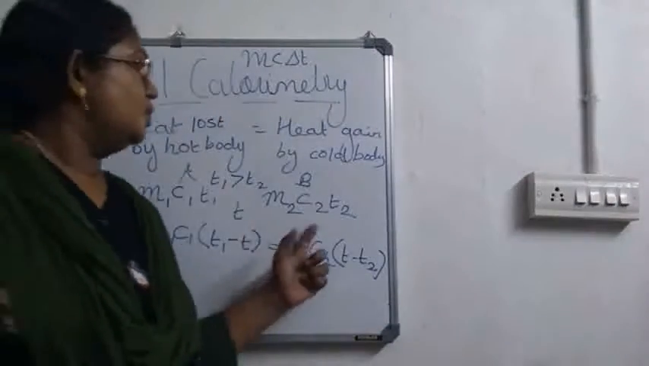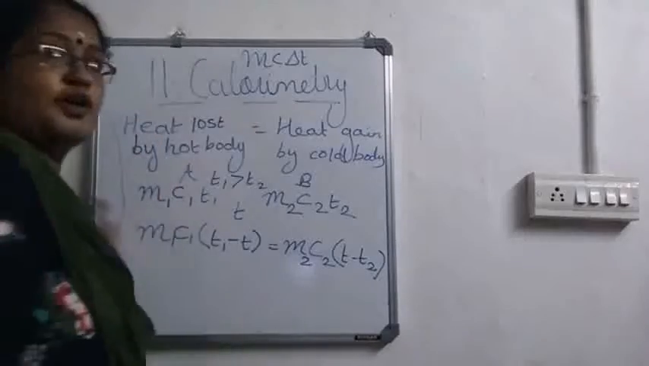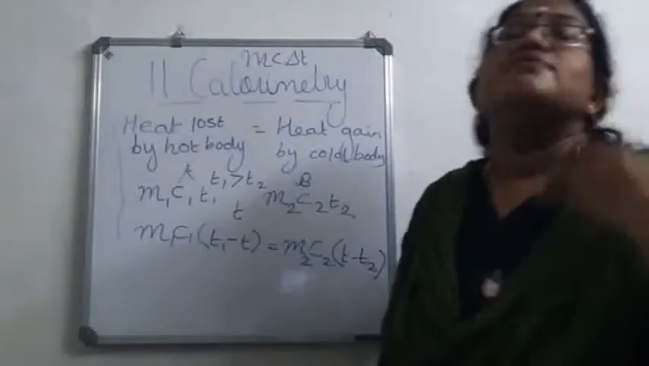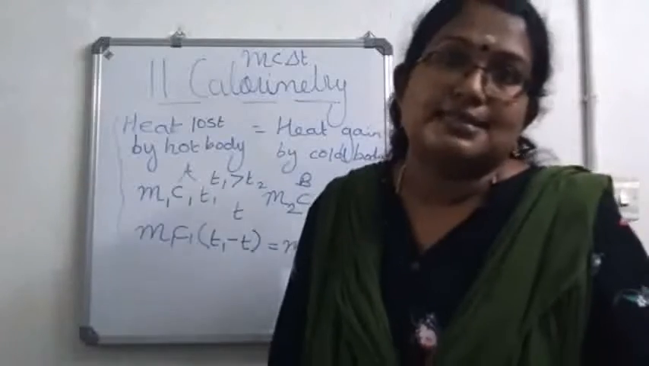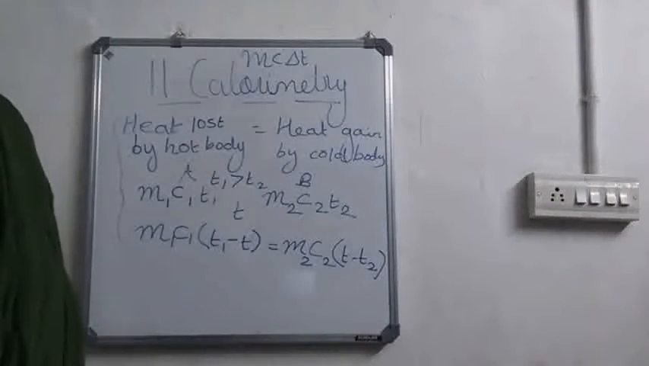Please write these two things. This also you can note in your book. Once you are thorough with these equations, we can move to the numericals. Write page number 270, numericals.